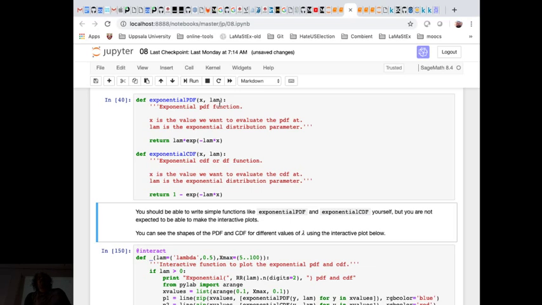Because there's a keyword, right? Remember the lambda expressions for anonymous functions we saw? If you want to write a function without a name, we use the keyword lambda.